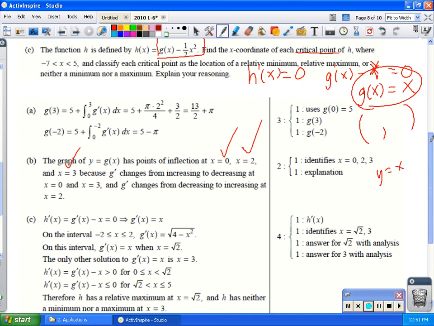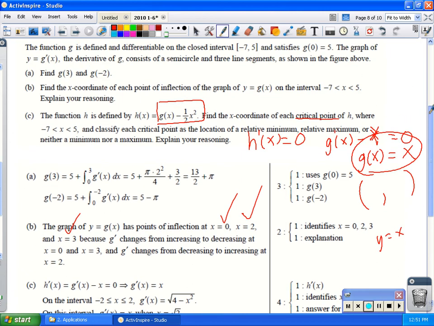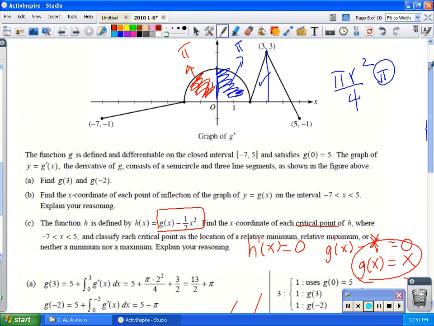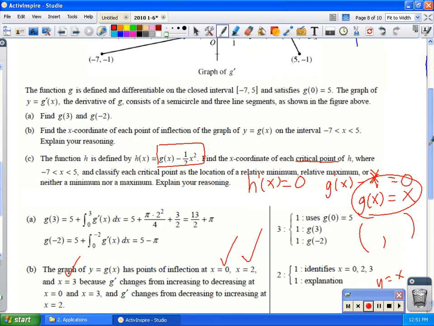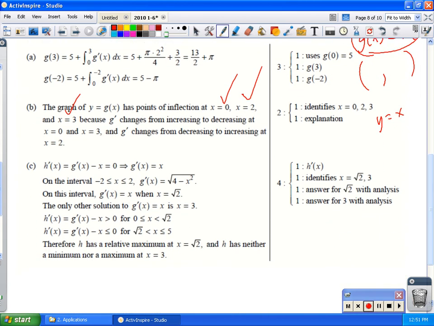So I can look at the graph back up here and see, well, here's clearly the point (3, 3). So that's a place where the x and y have exactly the same value. That means at x equal to 3, the derivative is equal to 0. So that's one of my critical numbers, and you can see that they have identified that right here.